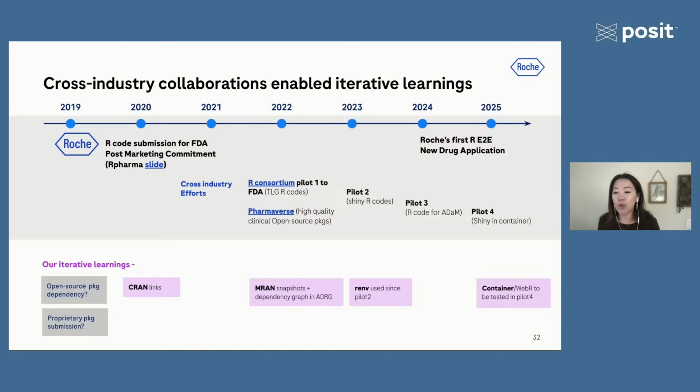So during our consortium submission pilot number 1, we had more in-depth discussion and decided to use the MRAN snapshots, which can point to a specific version of our package. And at that time, we also started to provide a more detailed dependency graph and descriptions in the reviewer's guide. In 2023, we realized that renv had become pretty mature, so we decided to explore the usage of renv in pilot 2, and that was really successful and largely simplified the submission process. And right now we're exploring the container and WebR solution, which is really exciting, and I truly believe it will further increase productivity and simplify the submission process.